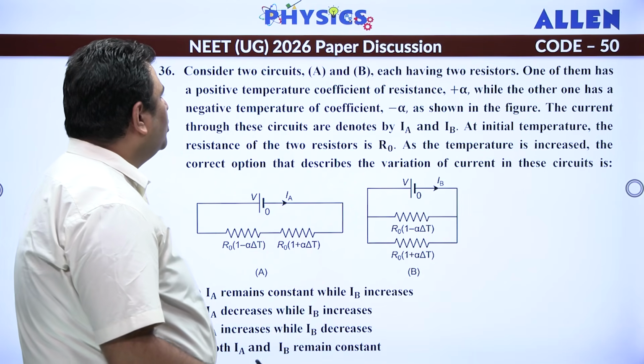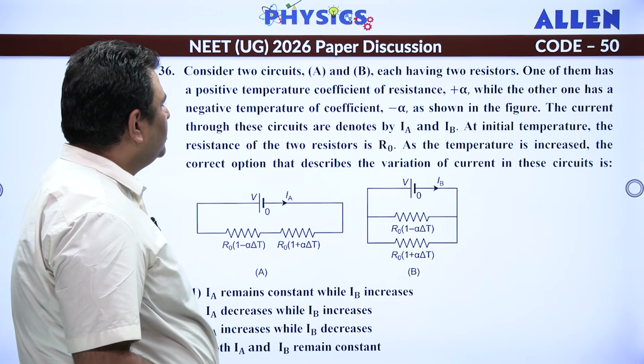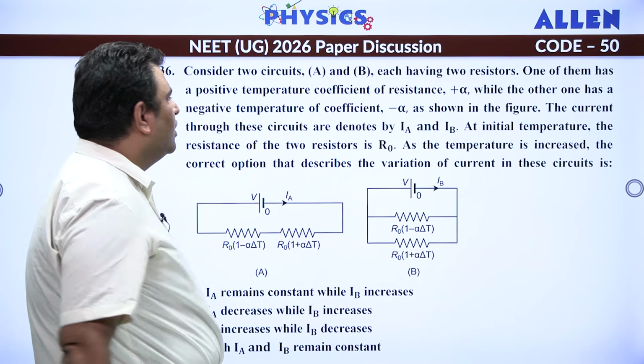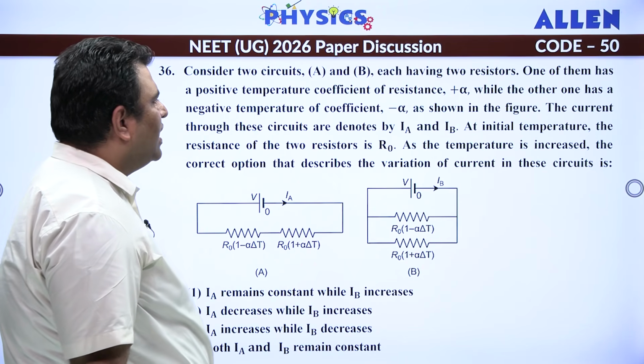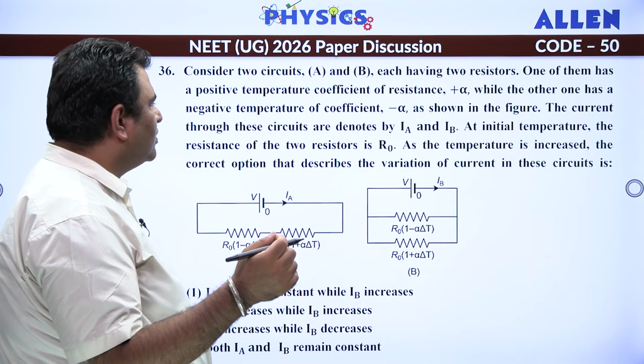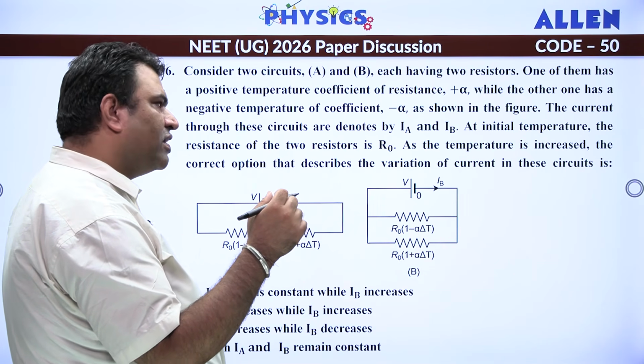There are two circuits A and B, each having two resistors. One of them has a positive temperature coefficient alpha, while the other one has a negative temperature coefficient minus alpha. The currents through these circuits are denoted by IA and IB. At initial temperature, the resistance of the two resistors is R0. As the temperature is increased, what is the correct option that describes the variation of current in these circuits?